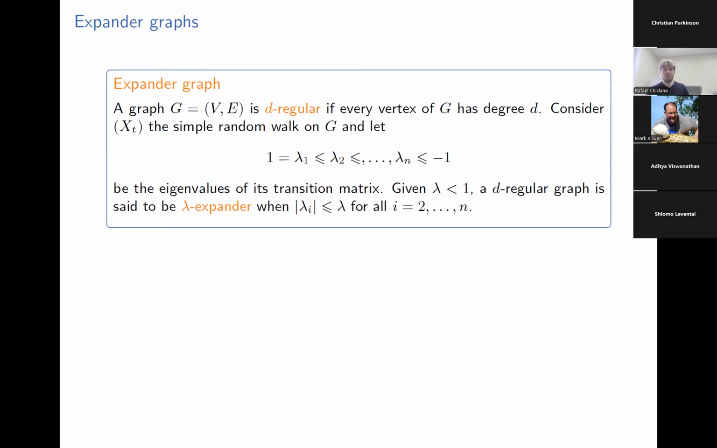Okay, we will say that this graph is a lambda expander, for some lambda between 0 and 1, if the absolute value of all the eigenvalues from 2 to n is less than lambda. So all the absolute values are far away from 1 and far away from -1. And so this graph is far away from being disconnected and far away from being bipartite.